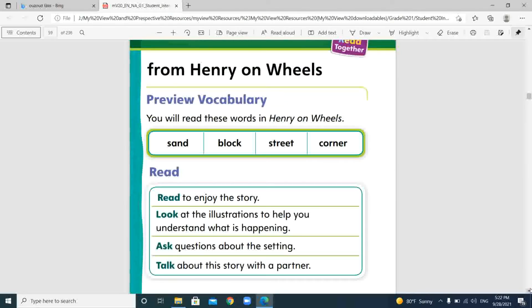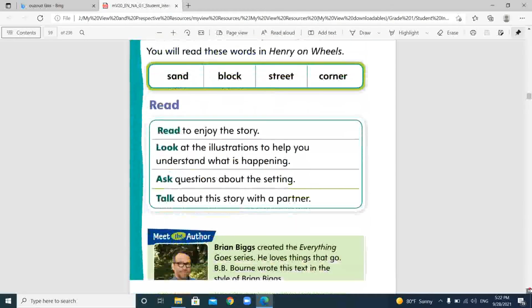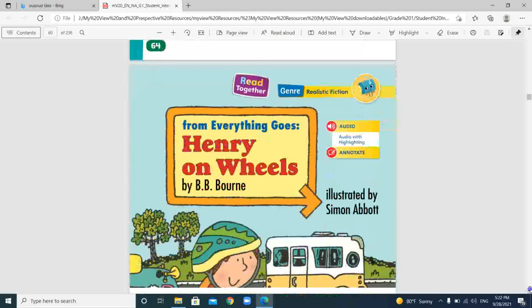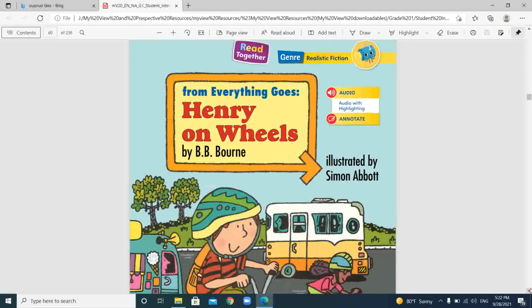These are the vocabulary words that I mentioned in our other video. Okay. Let's look at the cover. Here today, when we looked at the cover, what did we do? We said that every story has a title. Okay, what is the title of the story? Henry on Wheels. So if I ask you, what is the title of the story? You will tell me the name of the story.